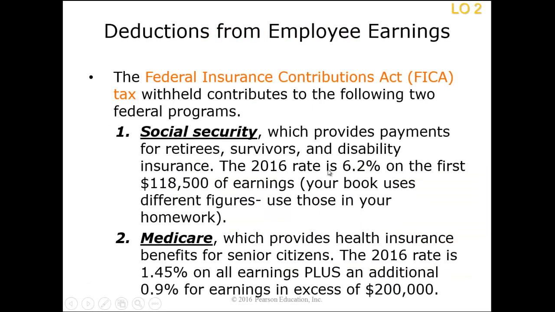I mentioned FICA a second ago, which is comprised of OASDI, aka Social Security, and Medicare. So Social Security, or OASDI, provides payments for retirees, survivors, and disabled folks. Okay, so for 2016, the rate is 6.2% on the first $118,500 of earnings. After you reach $118,500, you no longer have to pay Social Security tax.